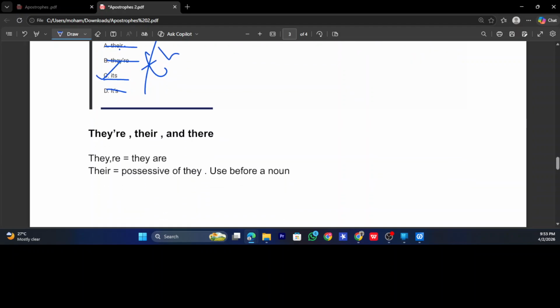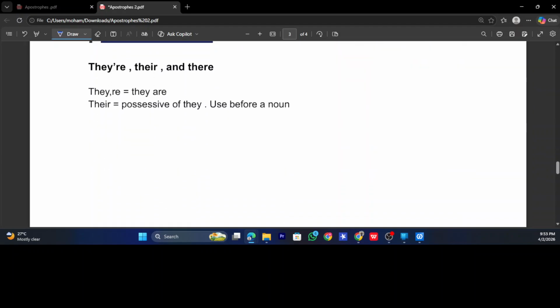And try to solve another one. So they're, their, and there. Okay. They're means they are, and their means possessive of they. It is used before a noun.